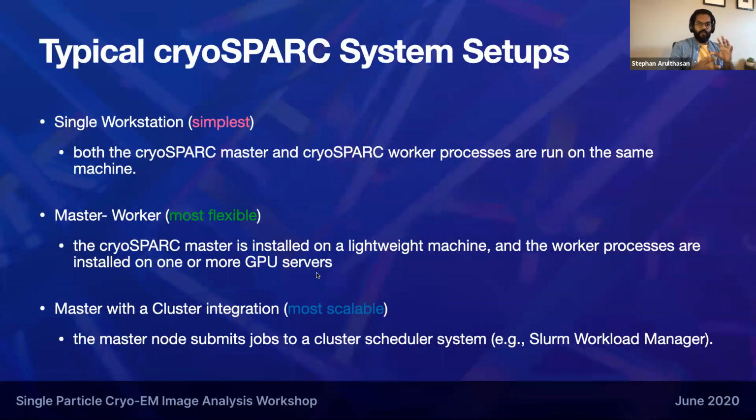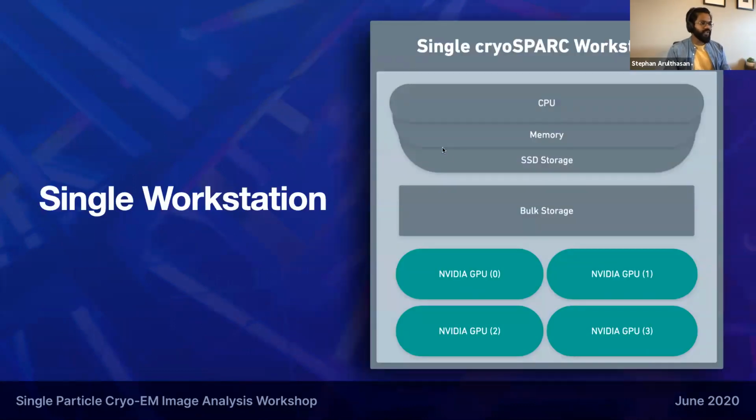So given this master worker configuration, you can install CryoSPARC in a few different ways. The simplest is a single workstation, where the master and worker modules are installed on a single machine. The most flexible is, of course, the master worker setup, where the master is installed on one machine and it coordinates multiple GPU workers. For maximum scalability, you can integrate CryoSPARC with a cluster workload manager like Slurm, PBS, SGE. And here we'll see an illustration of a single workstation where both master and worker are installed on a single computer. And the only requirement is that there's NVIDIA GPUs on the machine.